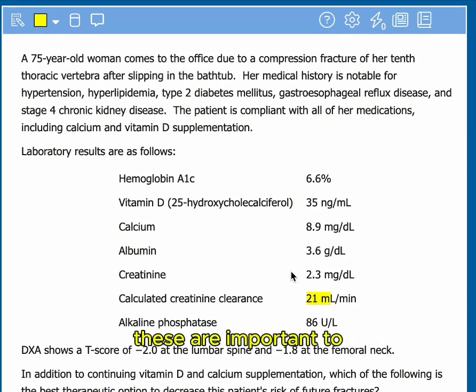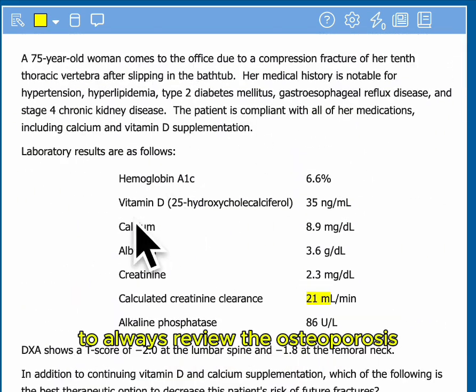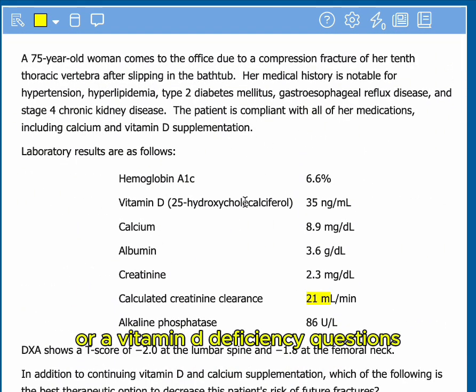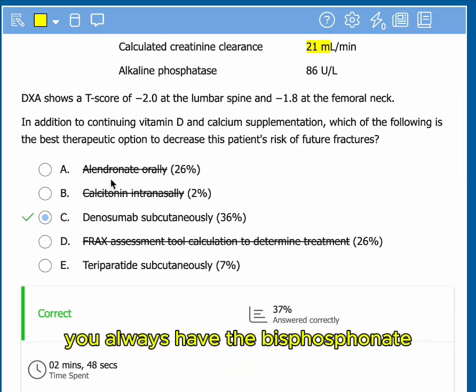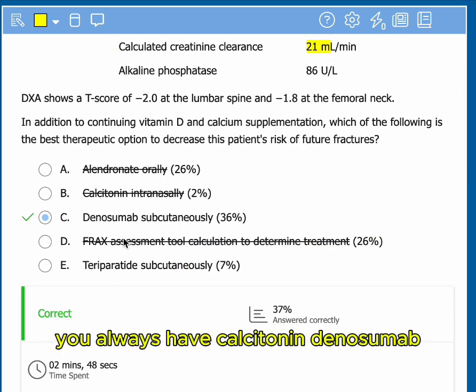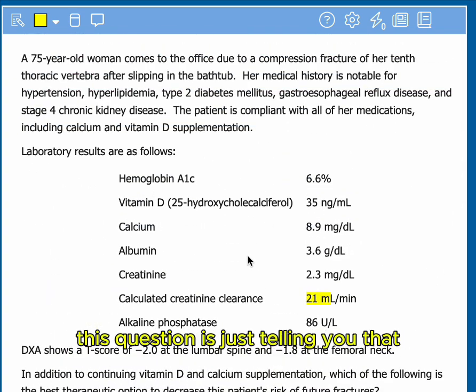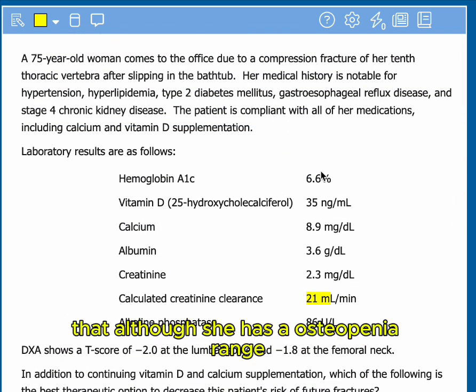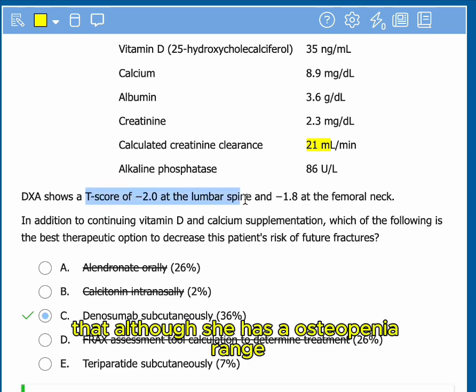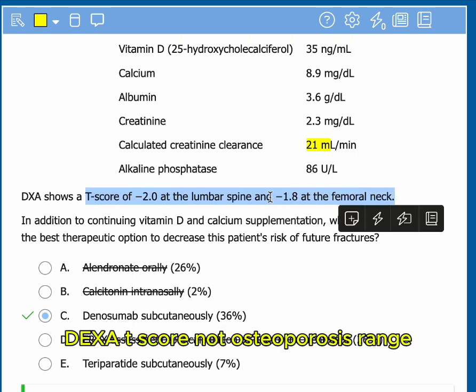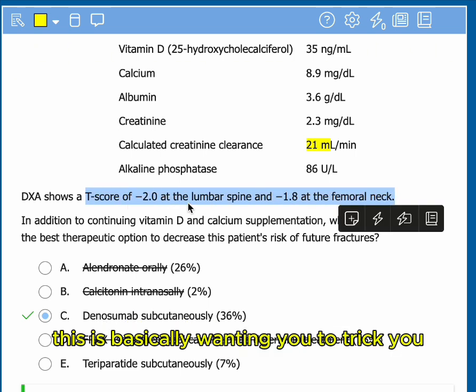This patient, yeah, these are important to always review, the osteoporosis or vitamin D deficiency questions, because you always have all these options. You always have the bisphosphonate, calcitonin, denosumab, FRAX assessment tool calculation, and teriparatide. So what's the main thing in this question? This question is just telling you that this is a 75-year-old woman that although she has osteopenia-range DEXA T-scores, not osteoporosis range, this is basically wanting to trick you.